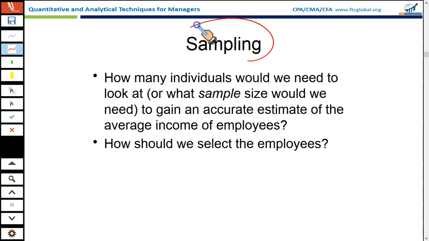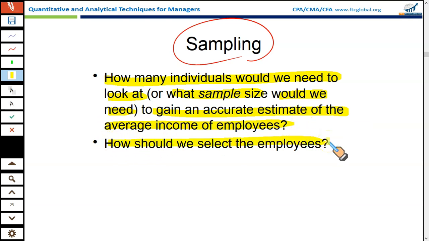This is crucial. Now the question is, how many individuals would we need to look at? What sample size: 500, 1000, 10,000 or 100,000? What sample size would we need to gain an accurate estimate of the average income of employees? And how should we select employees? There are different sampling techniques.